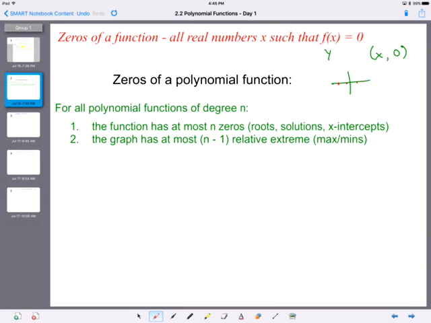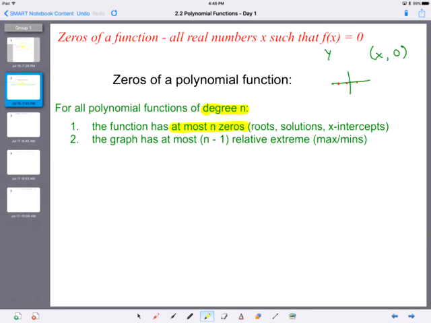Okay. So the zeros of a polynomial function, some of the things that you can identify in terms of the zeros of the polynomial function for all polynomial functions of degree n. So we're talking about, once again, the degree of the polynomial. Two things. The function has at most n zeros, at most. So it can't have any more than that. If it was a degree of 8, you could have at most 8 zeros.